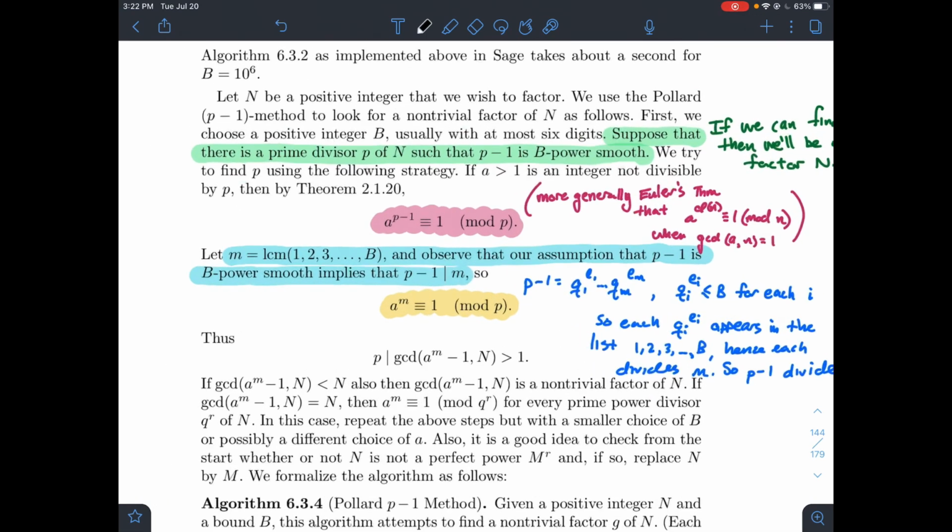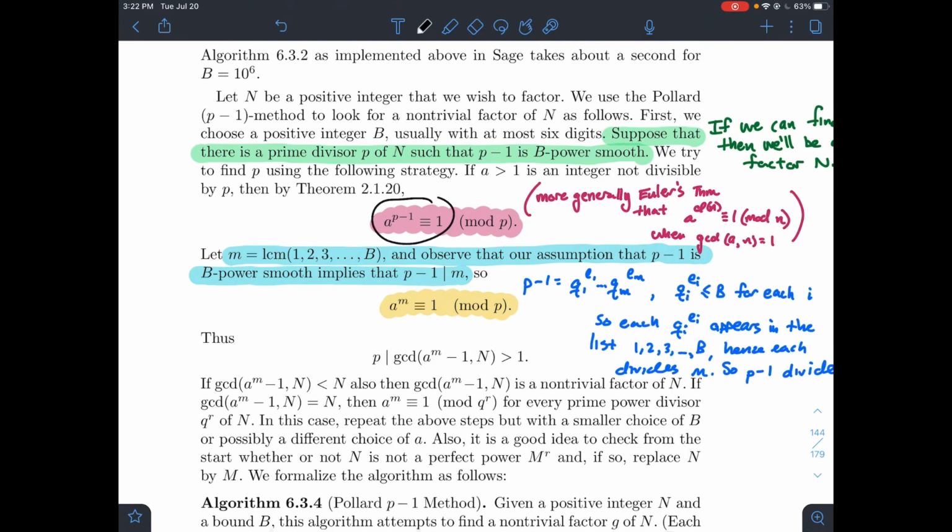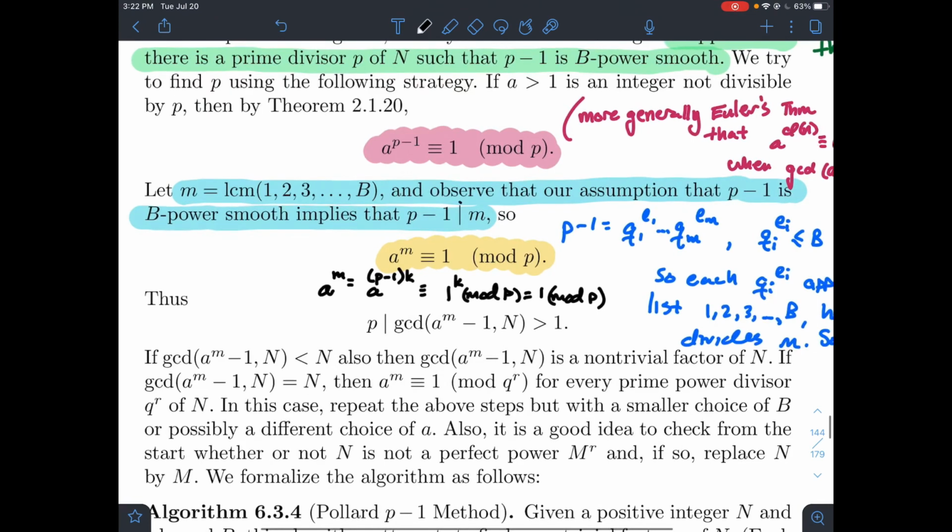Well, if a to the p minus 1 was congruent to 1 mod p, then a to a power divisible by p minus 1 should also be congruent to 1 mod p. And just to make sure that we all follow that, if p minus 1 divides m, then m is equal to p minus 1 times some integer k. Now I'll just think about exponent rules. I could do a to the p minus 1 power first, which is 1, and then raise that to the k. That justifies what's going on in yellow here.